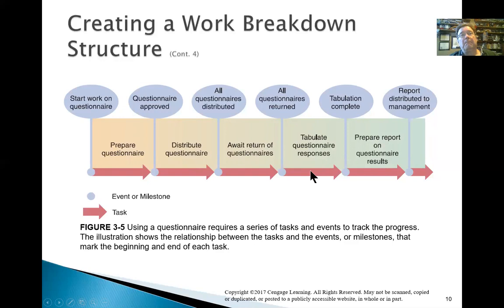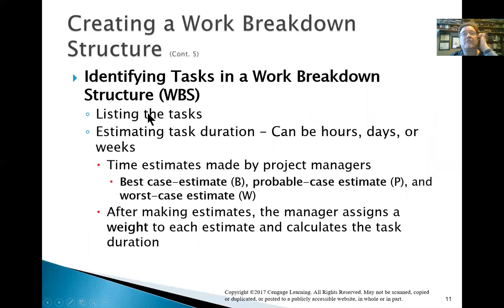All right, so we look at this idea, identifying the tasks in the work breakdown structure. So we list the tasks, we estimate their duration. I know it says it can be hours, days, or weeks. A lot of times, in all honesty, it ends up being days. Most projects I've seen, the least amount of time they've dedicated to anything is half a day. I'm kind of twitching a little bit on hours, but anyway, usually it's days or collections of days, which is weeks. How long does something take? In all honesty, sometimes what we do is we look at how long did something like that take before?